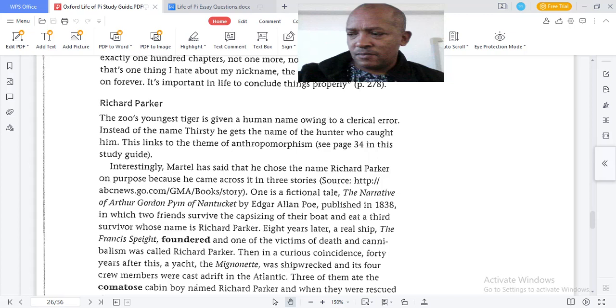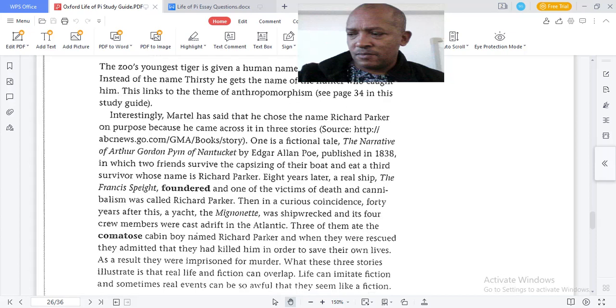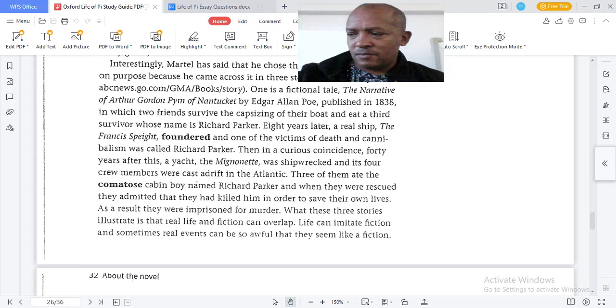Let's talk about Richard Parker. Interestingly, Martel has said that he chose the name Richard Parker on purpose because he came across it in 3 stories. One is the fictional tale, the narrative of Arthur Gordon Pym, published in 1838, in which 2 friends survived the capsizing of their boat and eat a 3rd survivor whose name is Richard Parker. Eight years later, a real ship, the Francis Spaight, foundered, and one of the victims of death and cannibalism was called Richard Parker. So someone was eaten, a victim called Richard Parker.